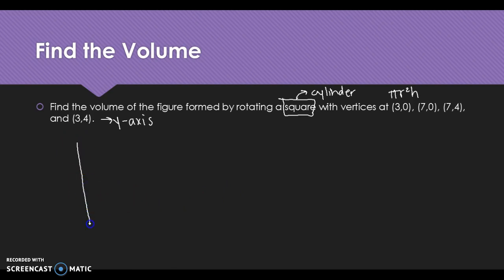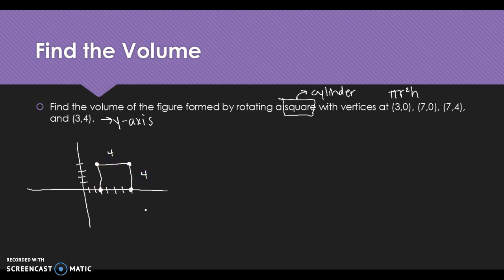Right? So if I graph these, we've got (3, 0), (7, 0), and (3, 4), and (7, 4). So here's my square, and it looks like I've got side lengths of 4. So they're all side lengths of 4.